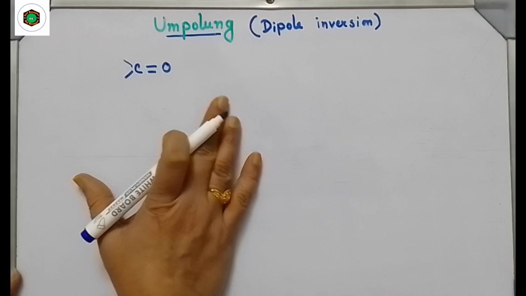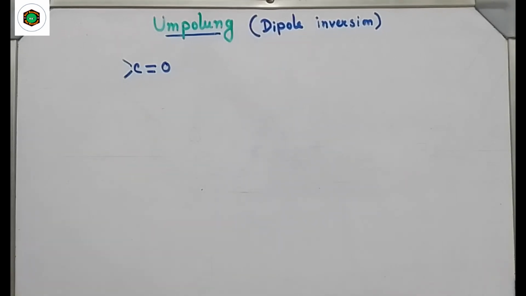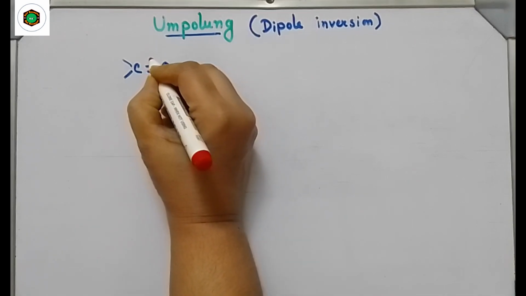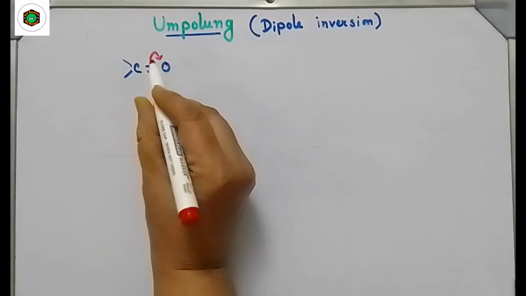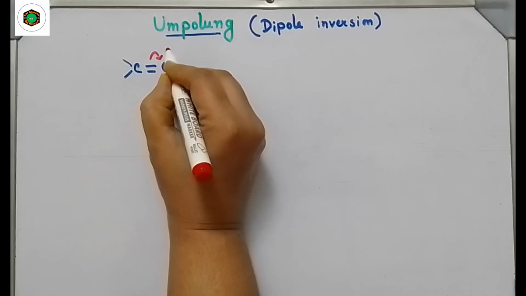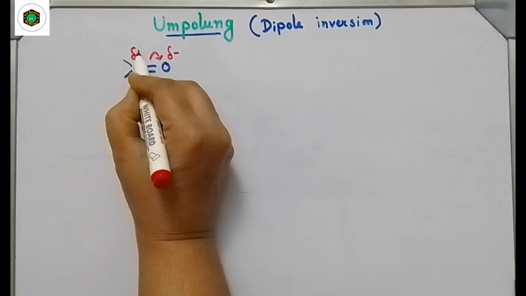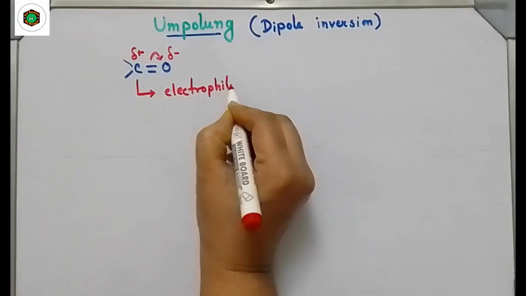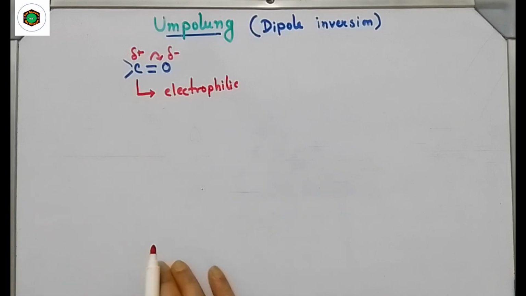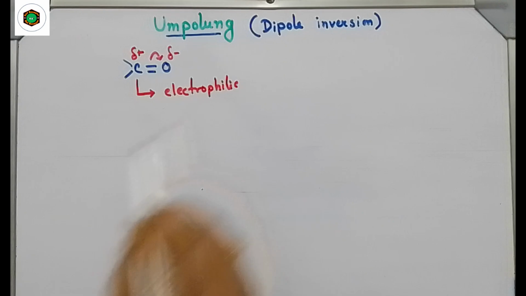Now see, the carbonyl group is polar. Oxygen is more electronegative, so this bond will break in this direction. Electron density will be shifted in this direction. Therefore, oxygen has a partial negative charge and this carbon has a partial positive charge. Since it has a partial positive charge, it is electrophilic, meaning it is an electron-loving species.